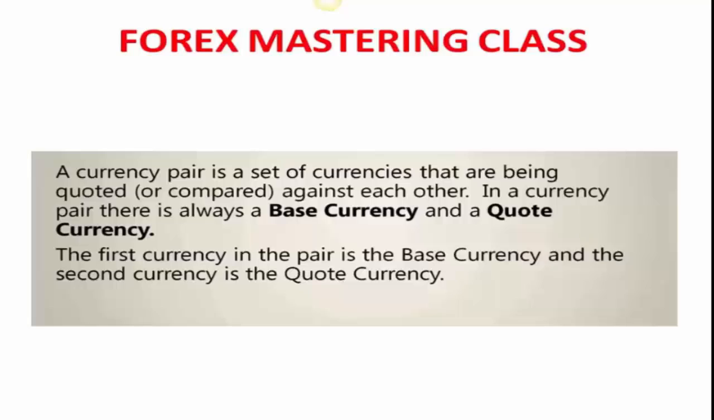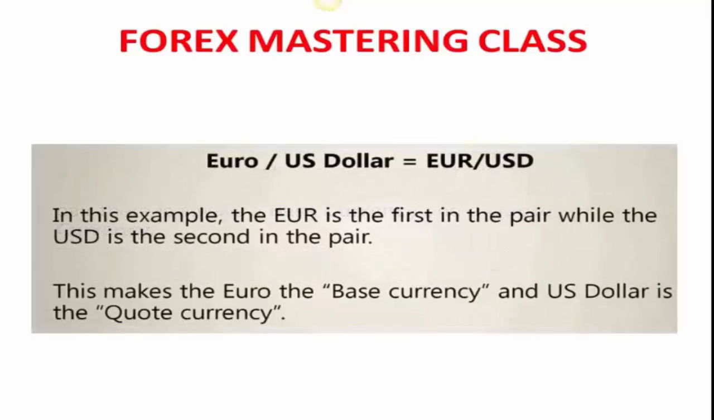In a currency pair, there is always a base currency and a quote currency. The first currency in the pair is the base currency, and the second currency is the quote currency. So what do we mean by base and quote? As I told you before, currency pairs, you will have them together. We'll be seeing more of them now. The first one on the left is called the base currency. The second one, on the right, is called the quote currency. Let's know more about them.